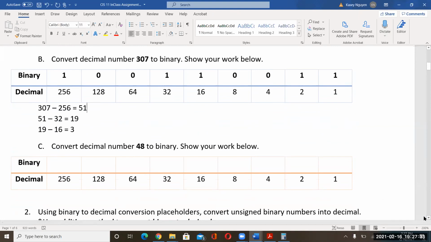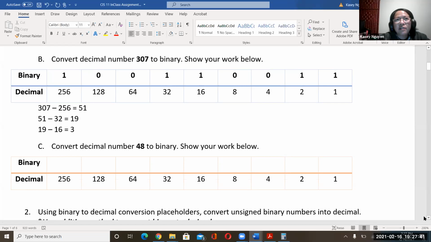Hey, Professor. Yes. For this class activity, do you want us to be doing it with you? You don't have to, but you will need to turn it in. Oh, okay. I just do it to show you so that way you're not lost.